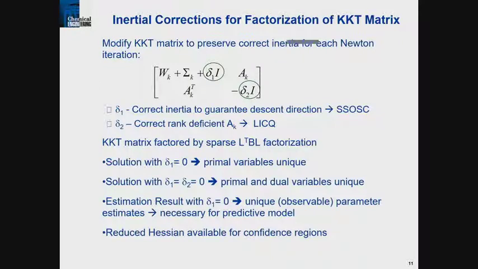If delta 1 and delta 2 both go to 0, then both the primal and dual variables are unique. So you satisfy these properties of LICQ, linear independence constraint qualification, and strong sufficient second order conditions. What's nice about this is that in the context of parameter estimation, you have unique parameters. In other words, the data that you have are sufficient that you can observe those parameters, at least locally.